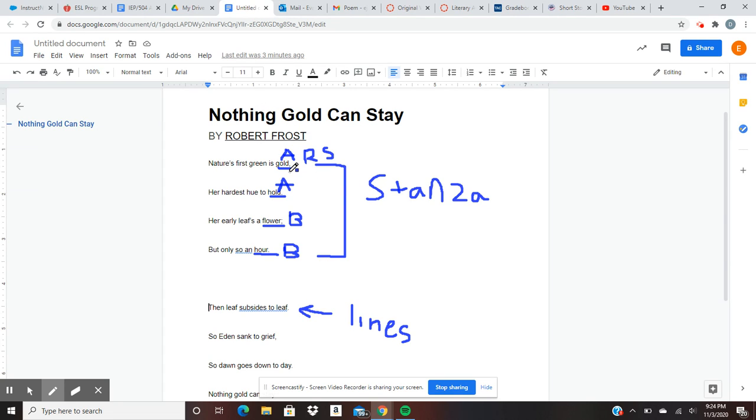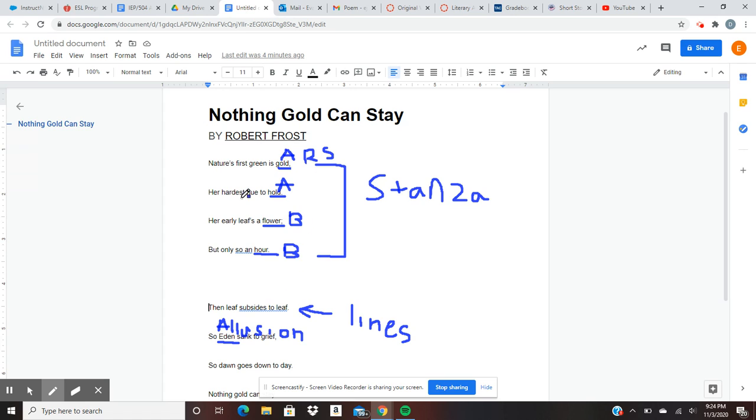Something else we told you to have was an allusion to something famous, something well known. So let's check the second stanza. "The leaf subsides to leaf, so Eden sank to grief, so dawn goes down today, nothing gold can stay." So Eden, hello, the Garden of Eden, from the Bible. That's a famous, well-known place, and this is an allusion. This is something else you needed in the poem, one of the options.